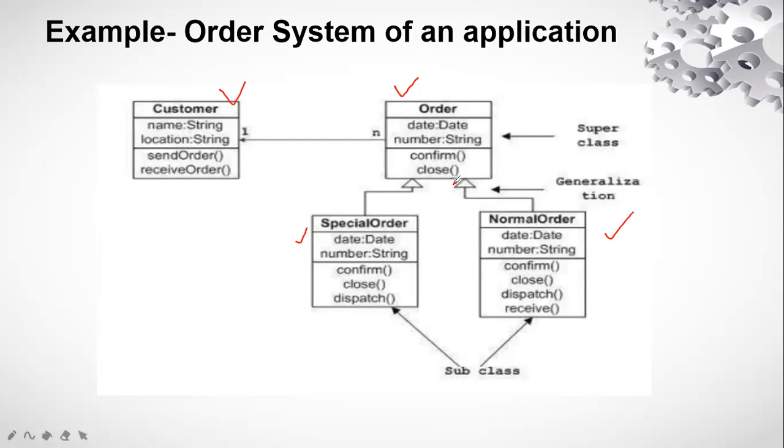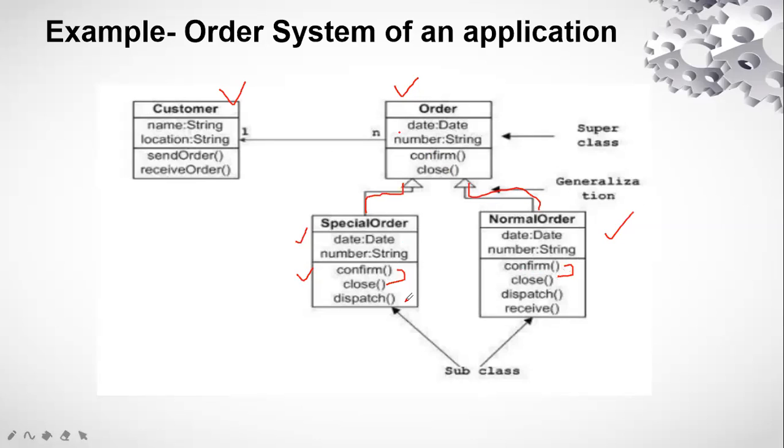So this is the generalization. This is the symbol for generalization. You can see this one. This is for the concept of generalization. When we say generalization, these are the specified classes, these are the specifications, and this is the generalization. Order is the generalization. It has the confirm method and close method, which will be there in special order also, and in the normal order also.